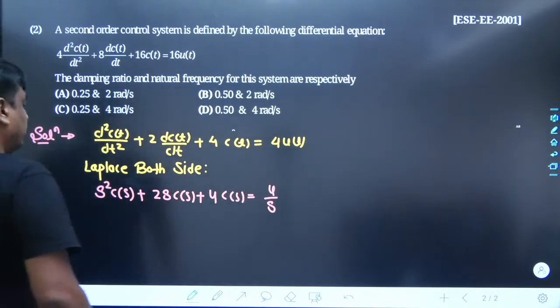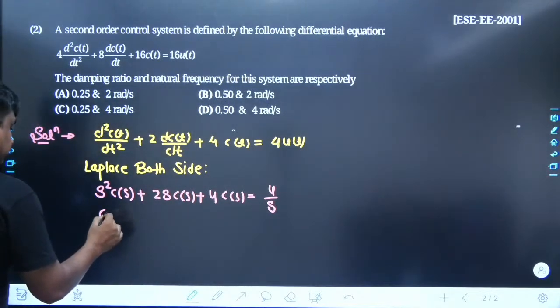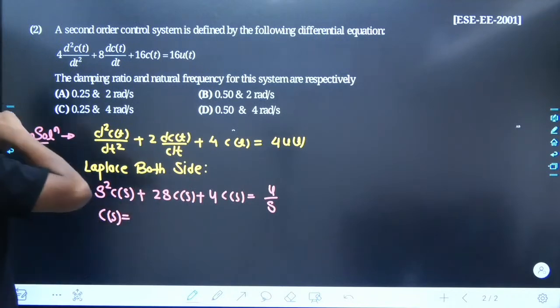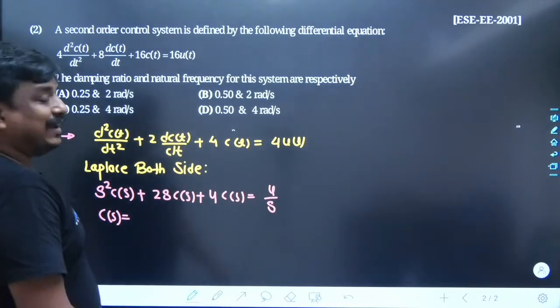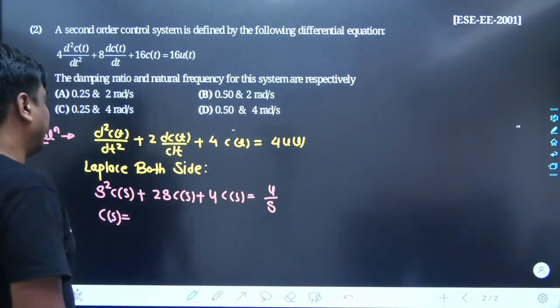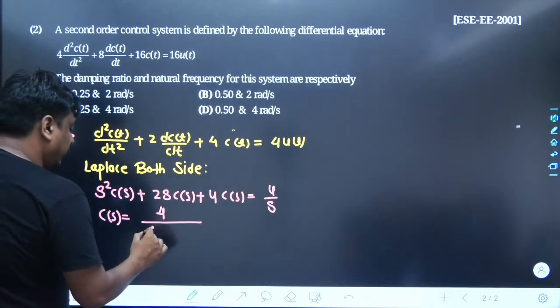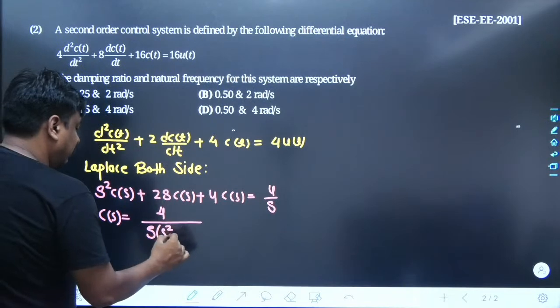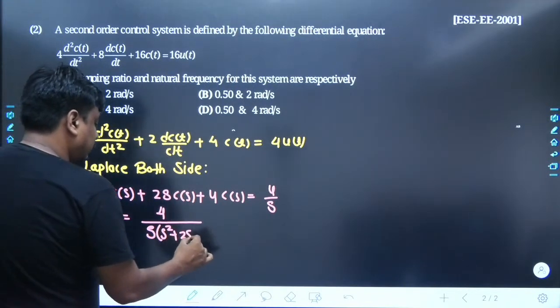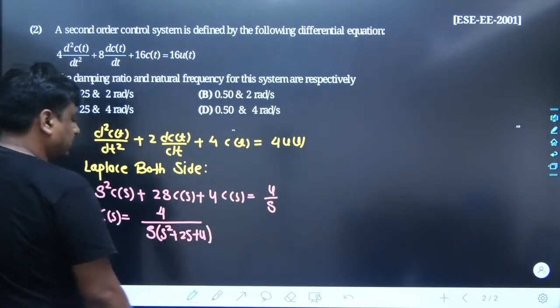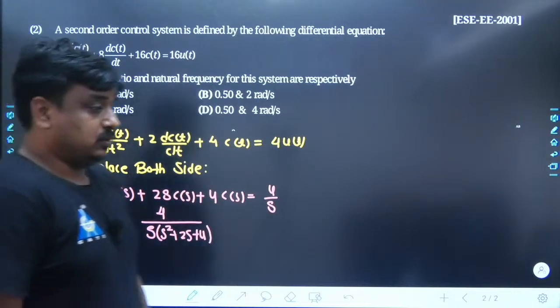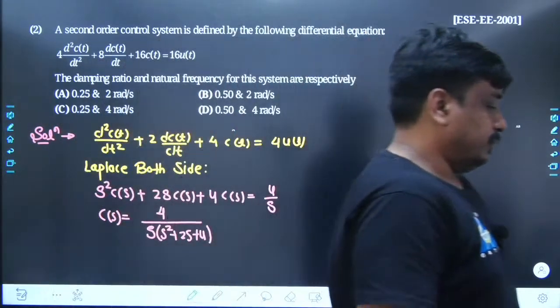Now what we are going to do over here, do one thing. The output in the Laplace domain, C(s), is brought to one side and the remaining component is shifted towards the right-hand side. So here it became 4/s multiplied with 1/(s² + 2s + 4).